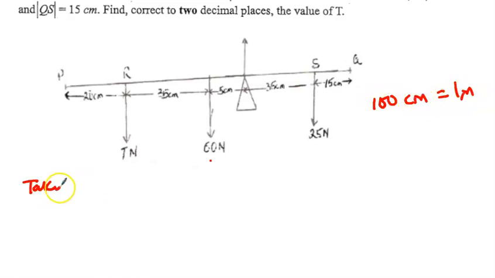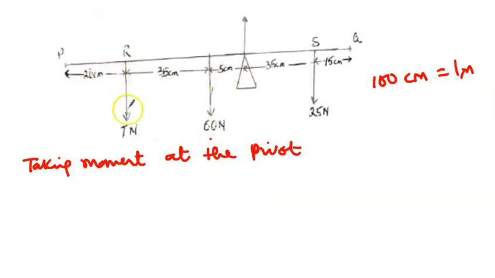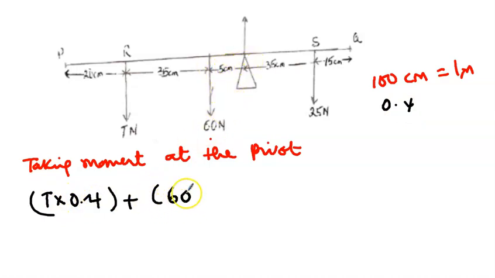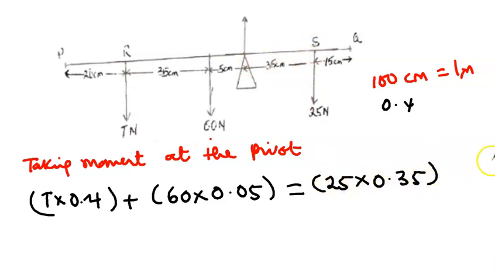So bear in mind, taking moment at the pivot. On the left side, we have this T, from T to the pivot. Here is 35, here is 5, so we have 40 centimeters. To change 40 centimeters to meters will be 0.4. So we have T times 0.4 plus, and then this 60 to the pivot: 60 times 5 centimeters, and 5 centimeters to meters will be 0.05. On the other side, we have this force here, and from this point to the pivot is 35, so that will be 25 newtons times 0.35. So that is the setup.